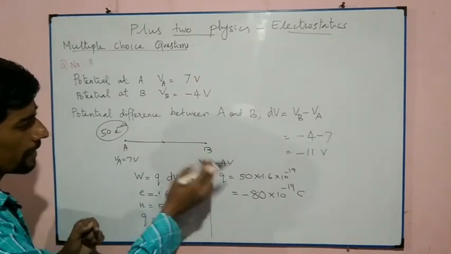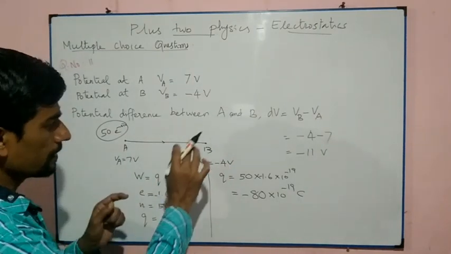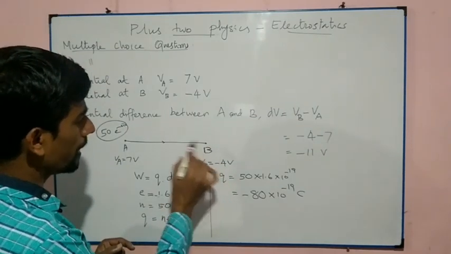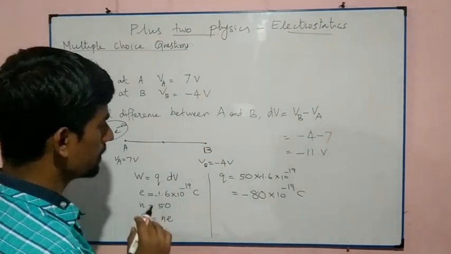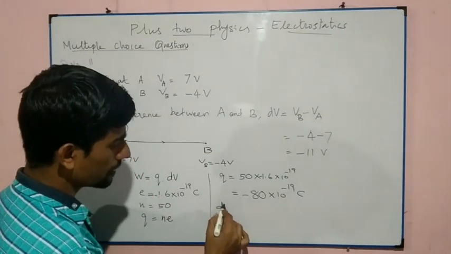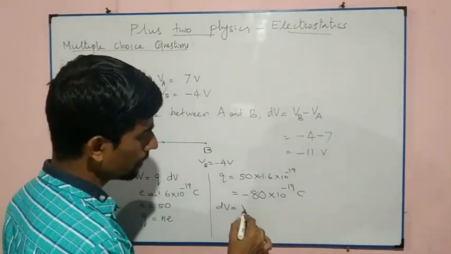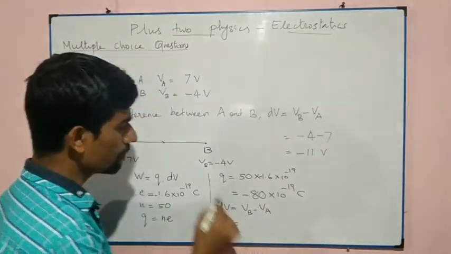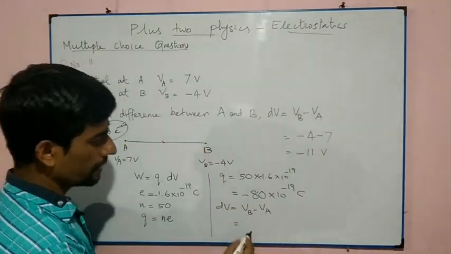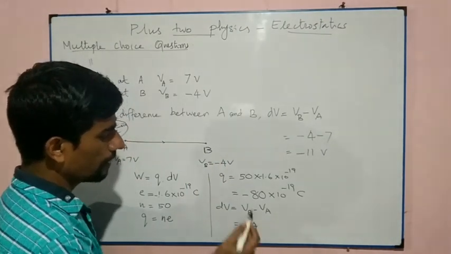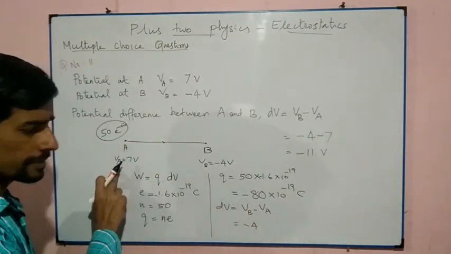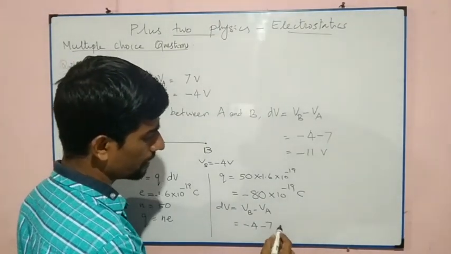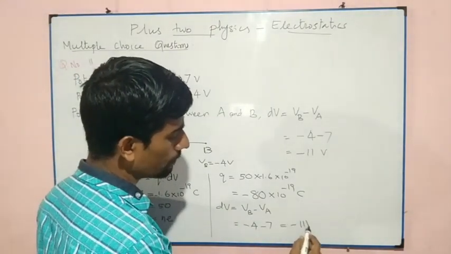Whenever we are calculating the potential difference, it is the difference in potential between the point B and A, the final point minus the initial point. So the potential difference dV is equal to VB minus VA. What is VB here? Potential at B, that is minus 4. What is VA? Potential at A, that is 7 volt. So minus 4 minus 7 is equal to minus 11 volt.